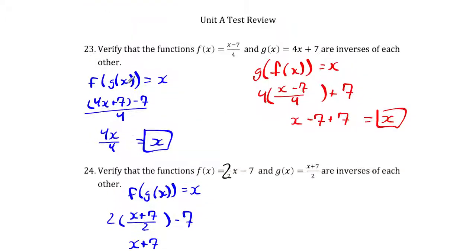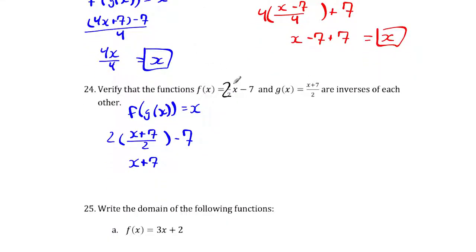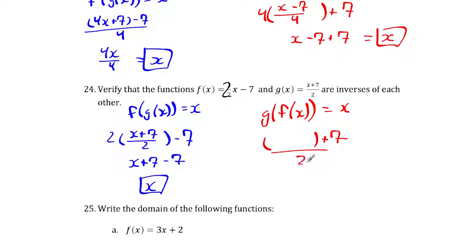Is this the same exact problem? It's like the same exact problem, except with 2 instead of 4. We did plenty of these problems in class, so definitely take a look there for some of them. But again, for g of f of x, we get the x plus 7 over 2. We plug in 2x minus 7. The 7's cancel out, so we get 2x over 2, which is just x. That was a typo. My apologies there.